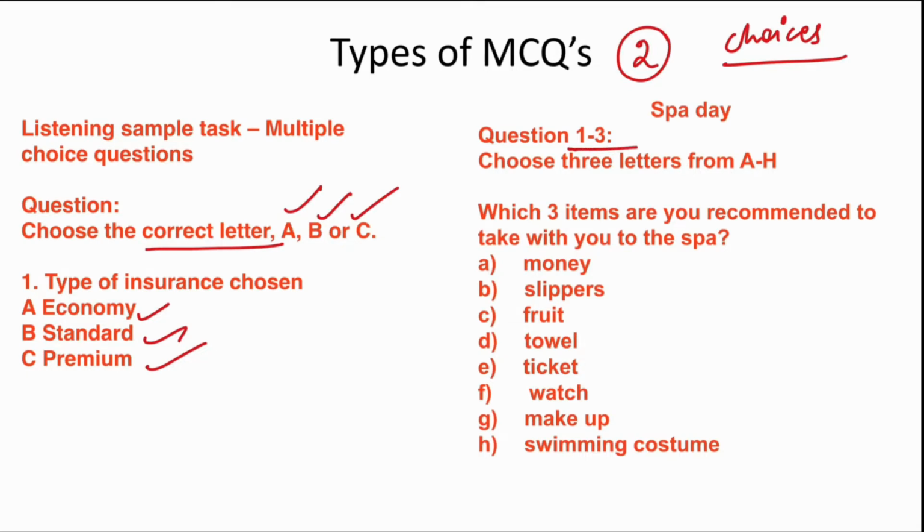So here you will be given a long list of options from which you have to choose either 2 answers or more answers. Here, according to the example, you have to choose 3 items which are recommended to you to take with you to the spa.